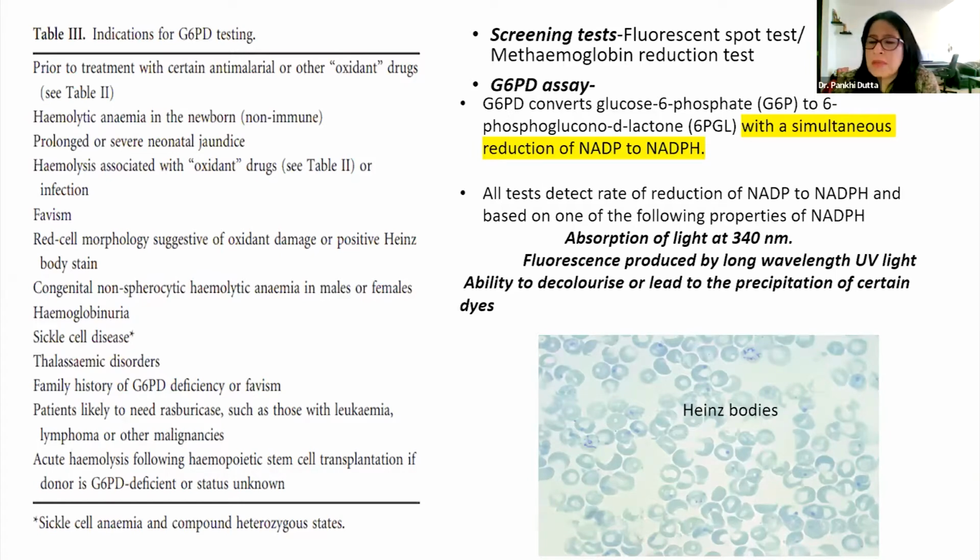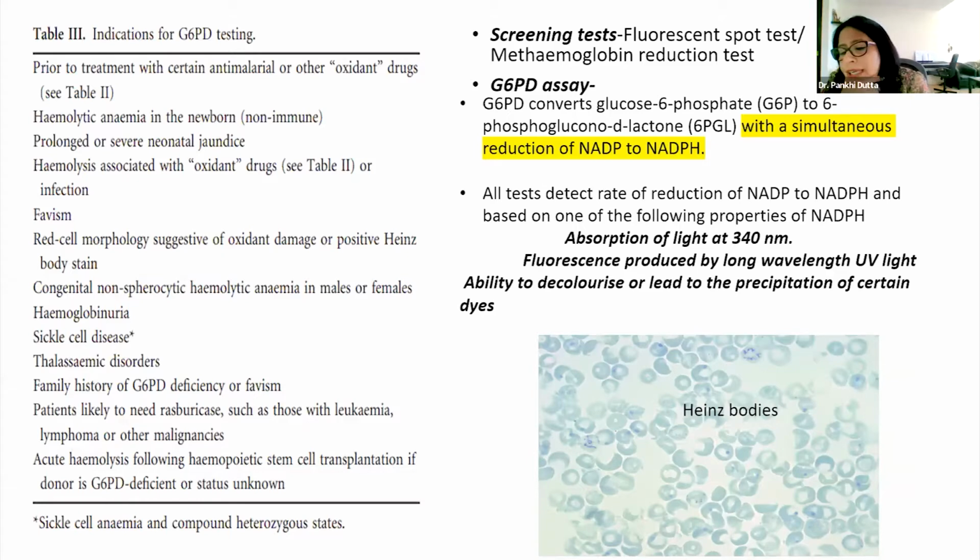It can maybe decolorize or lead to precipitation of certain dyes, so we can measure the color. It can have fluorescence produced when exposed to certain wavelengths of light, and absorption of light by NADPH at a specific wavelength. These are some of the ways in which we can detect and quantitate NADPH.